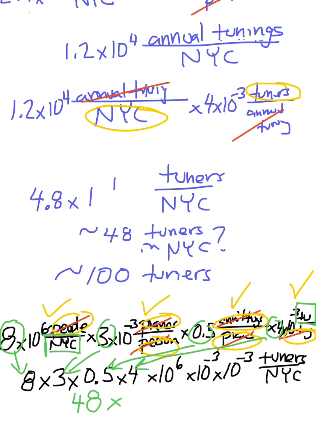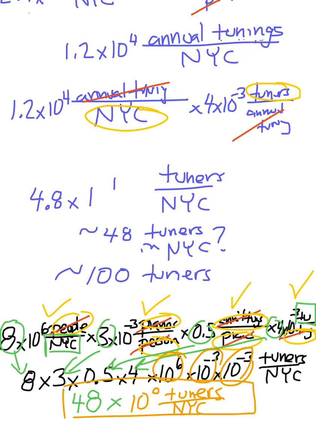And then we can do the exponent part. That's 10 to the 6th, 10 to the negative 3rd, and 10 to the negative 3rd. That is all 10 to the 0. And we already knew that's tuners per New York City. And voila, we are done.